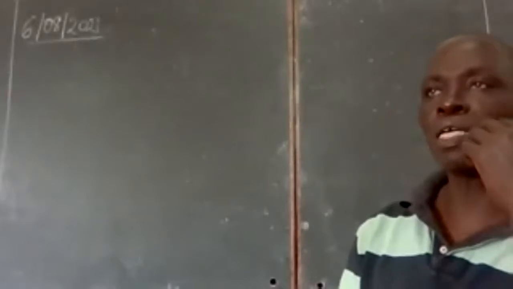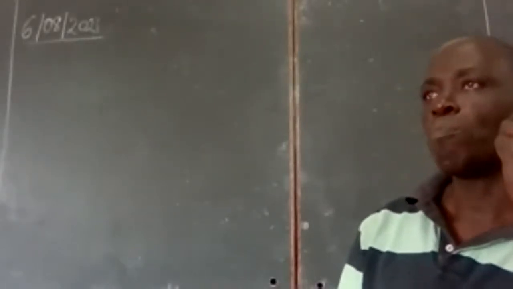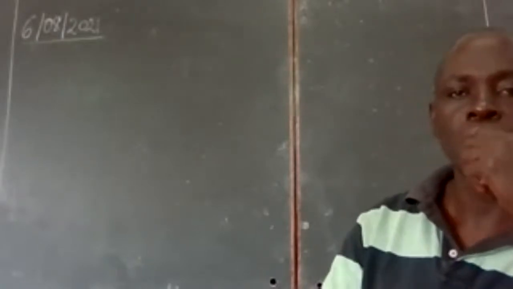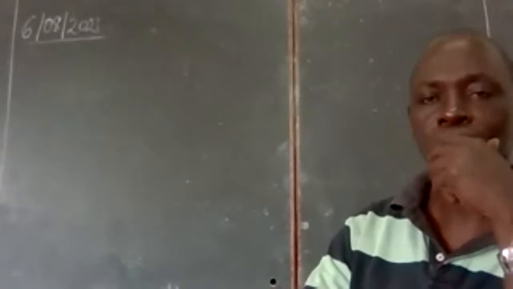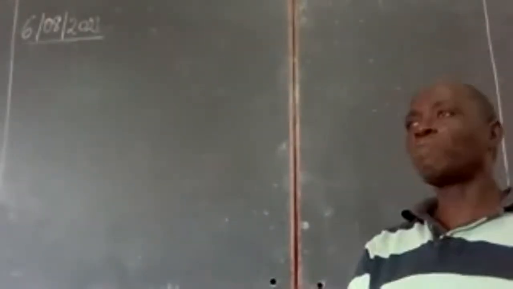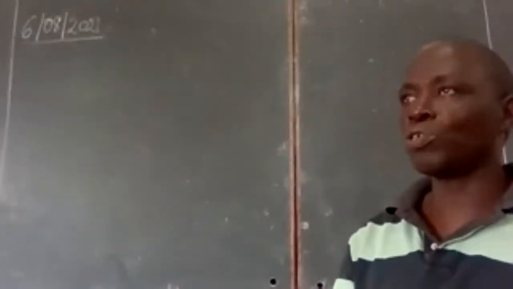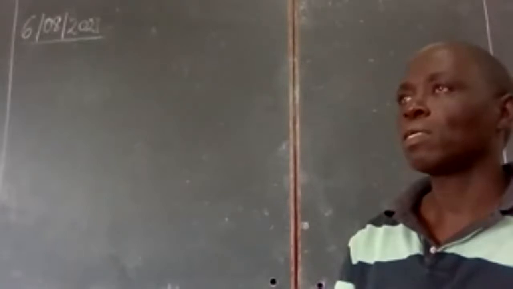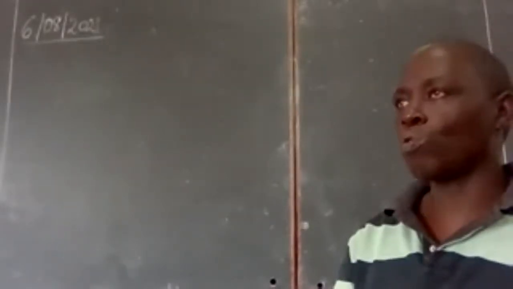I want us to pick the basic points that we discussed. We say that moments are vectors. What does that mean? They have both magnitude and direction. Very good. What directions do we talk about in the moments? Clockwise or anticlockwise.